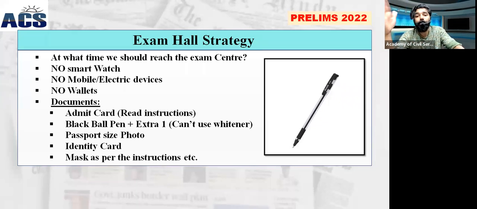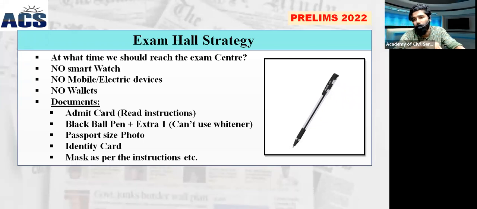And we cannot use the whitener. Like many of the students we have seen in the offline test series, they are using the whitener when they see mistakes. So you cannot use the whitener also. You have to use the black ball pen. An extra pen you can also keep. If there are any mistakes, you don't have to worry about it.